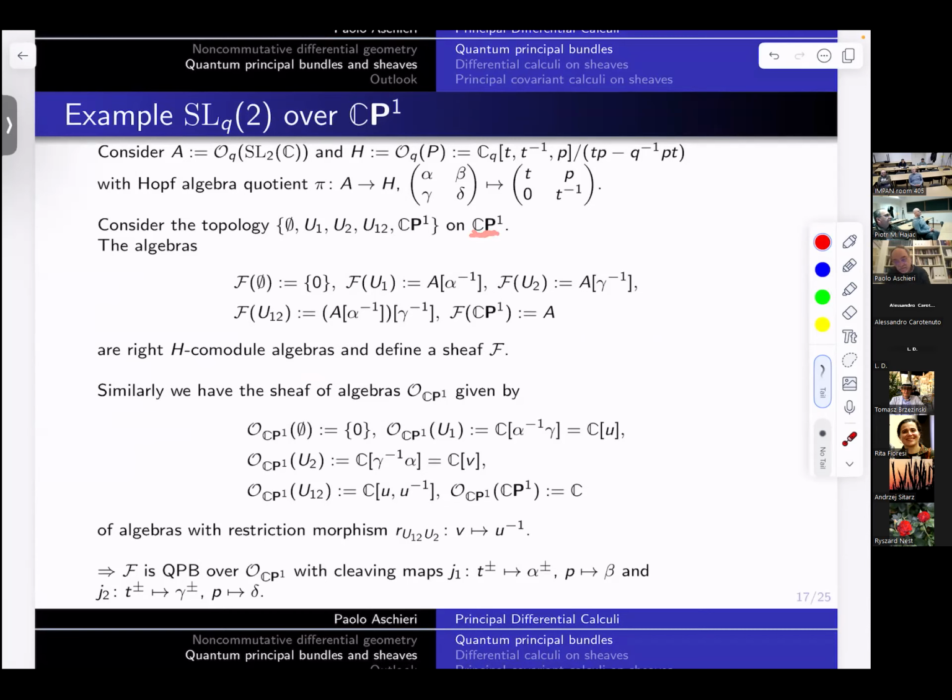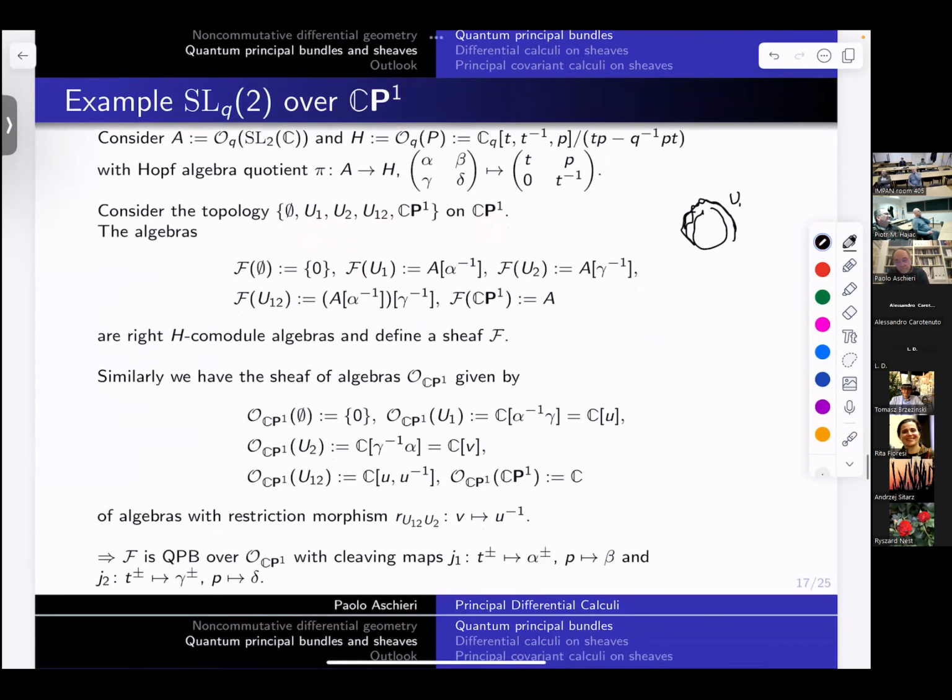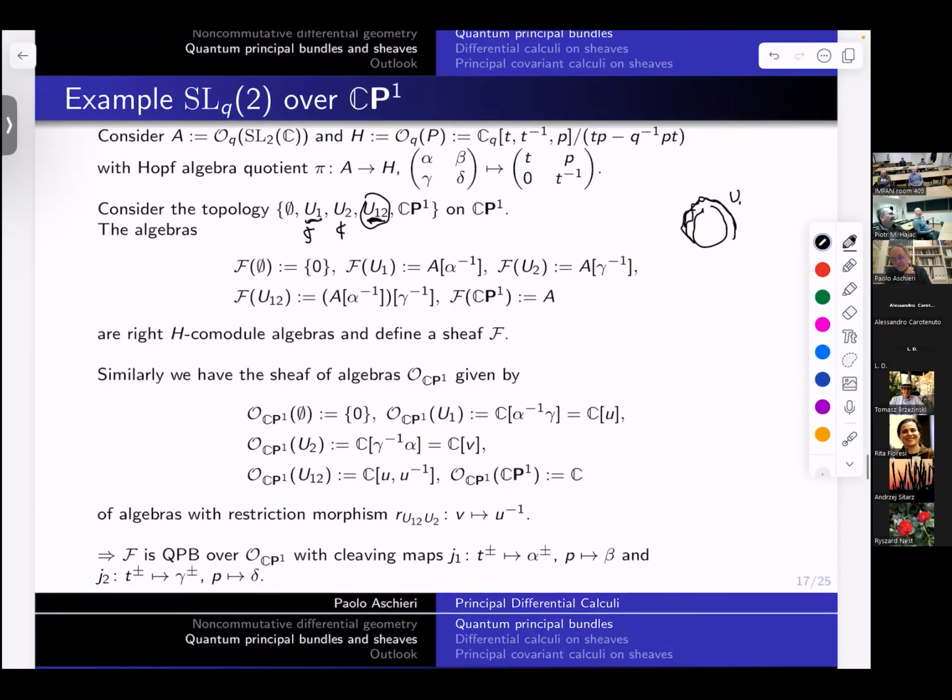The topology on CP1 that will be useful for this construction is a very rough, simple topology. Let's say U1 is the north pole open and U2 is the south pole open. And U12 is the intersection of U1 and U2. So this is C, this is C, and this is C star, C minus the point. Yes, exactly. So this is the topology generated by the standard affine covering of your projective space.